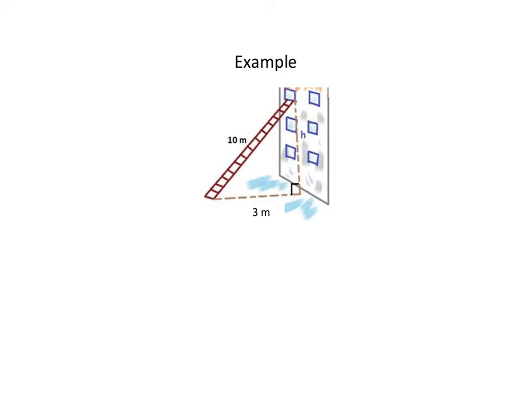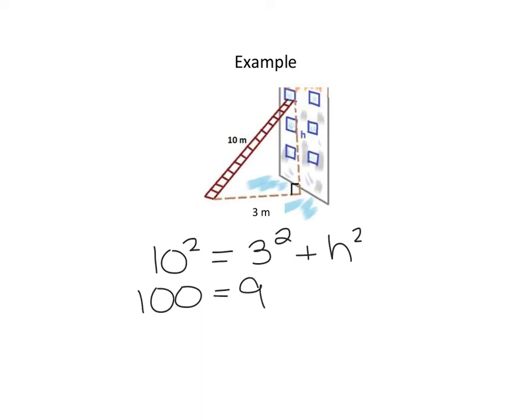So we sub that into our Pythagorean theorem. We always start with what's the hypotenuse. In this case, it would be the 10. So we get 10 squared equals the other two sides squared and added together, 3 squared plus h squared. They use h for height, not hypotenuse. We get 10 squared is 100, which equals 9 plus h squared. We bring the 9 over, and this would subtract off, leaving 91 equals h squared.